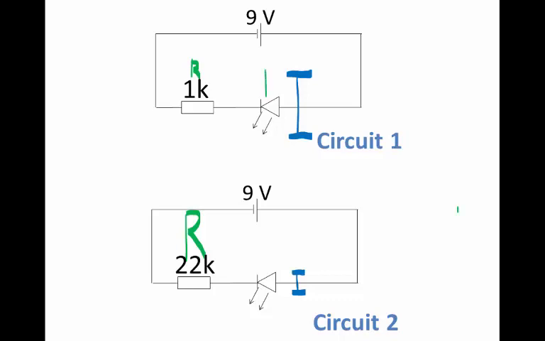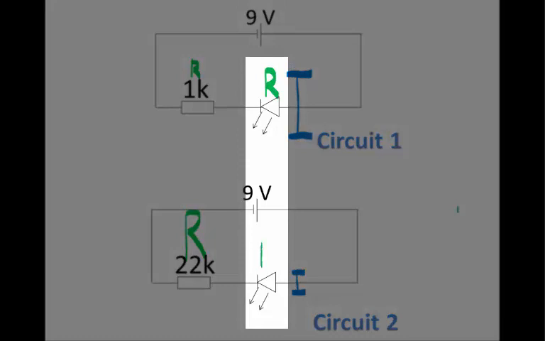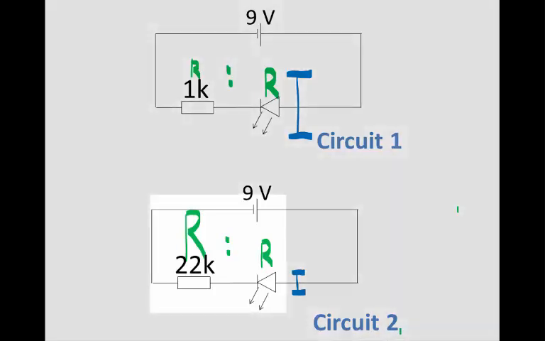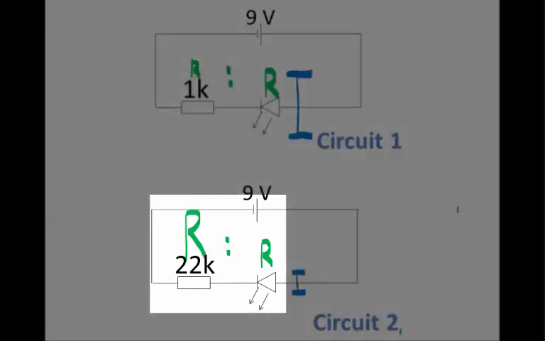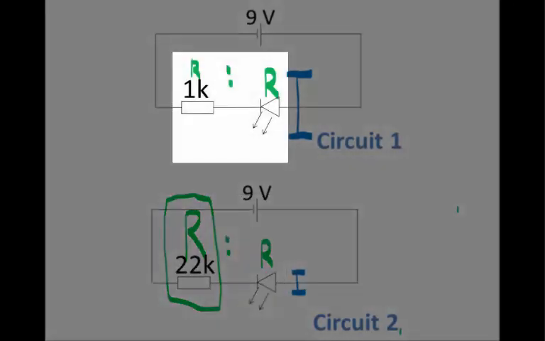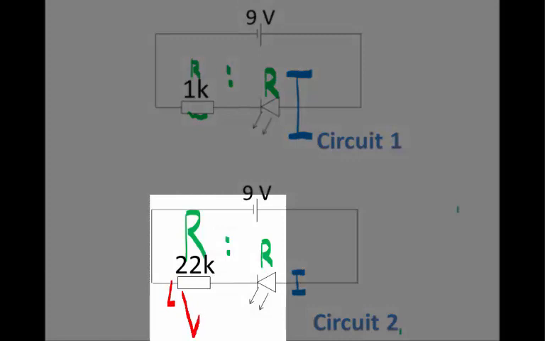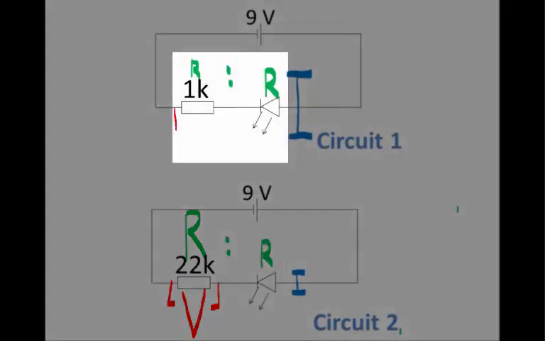Now, we don't know what that resistance is, but let's just make it this particular size of R. I'm trying to make those two R's the same size as one another, indicating it's the same kind of LED, with the same resistance. Now, the ratio of the resistances in circuit 1 and in circuit 2 is not the same. In circuit 2, the ratio lies more heavily on the side of the 22K than it does for circuit 1 on the side of the 1K. That means that the voltage across the 22K is going to be greater than the voltage across the 1K.